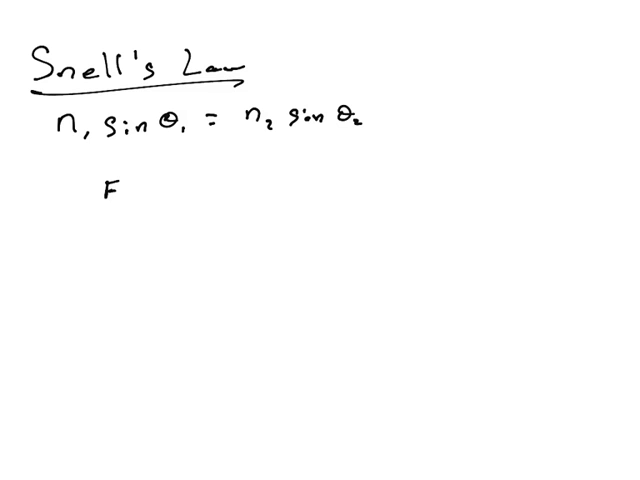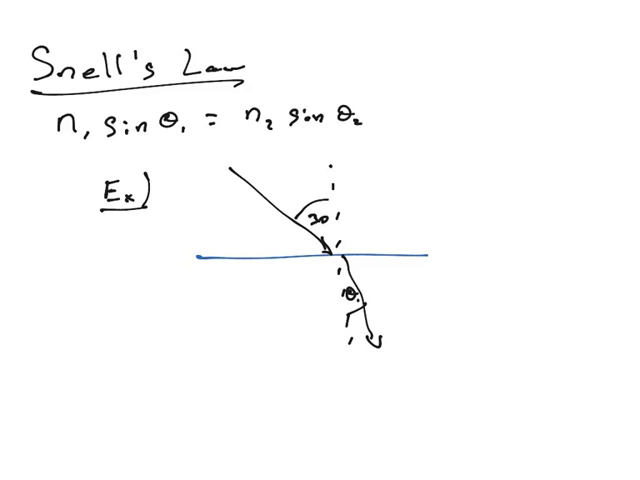So, example. Let's take the example I had. Water. Light comes in. It's incident at an angle of 30 degrees. I want to know what's the angle of refraction. That is, what's the angle of the light in the water? Well, first, N for air is 1, and for the water, 1.33.